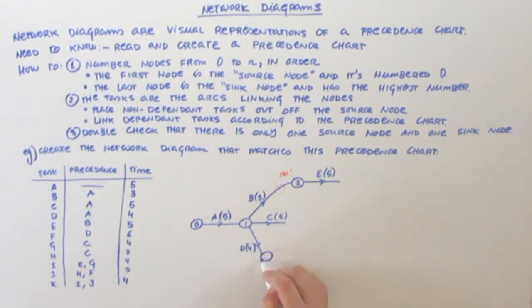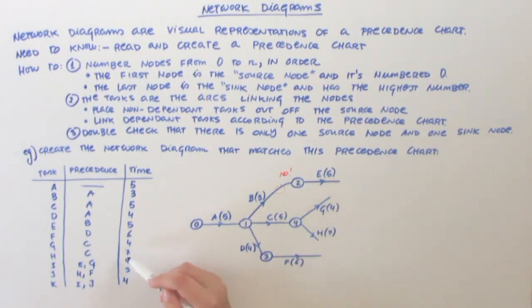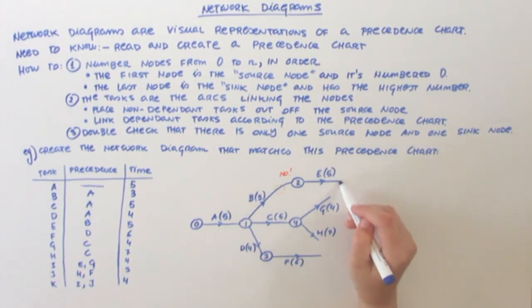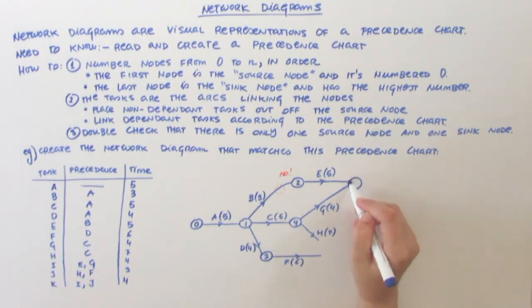Now I see a task F that depends on D, and I put it exiting a new node that I write, and I number as I go, node 3. And 2 tasks depend on task C, G and H. Now I see a task I, which depends on both E and G. So both these tasks need to enter the node from which the task I is going to exit.